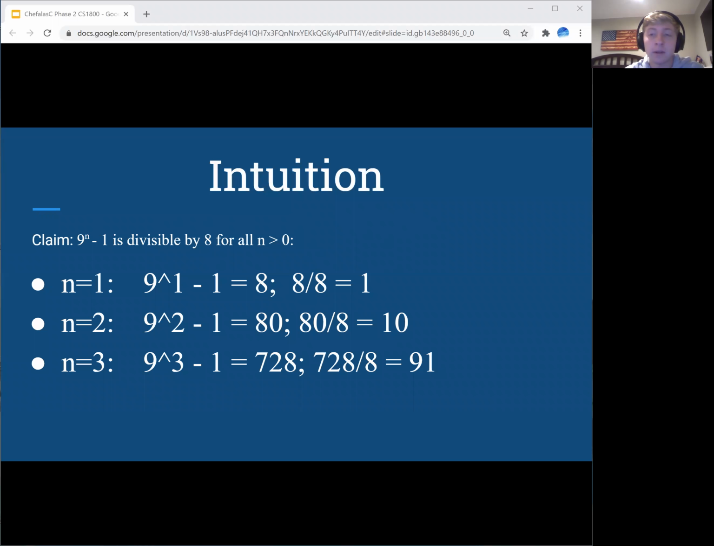Seeing that P(n+1) equals 9 times P(n) plus 8, it seems that we can prove our claim by building an expression that we assume to be true using our weak inductive hypothesis. Using this expression, we can prove our inductive step to be true.